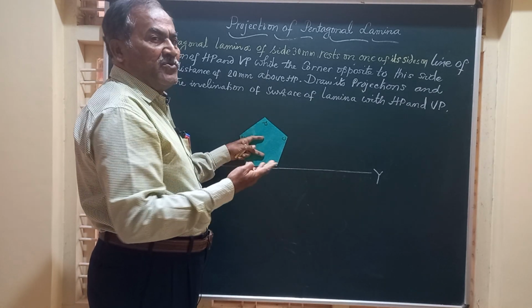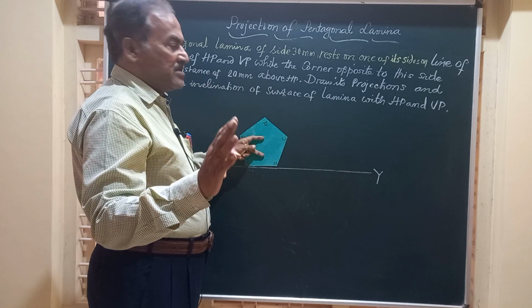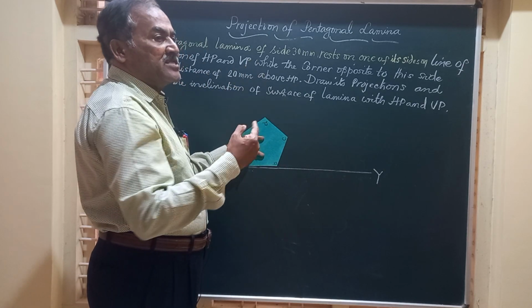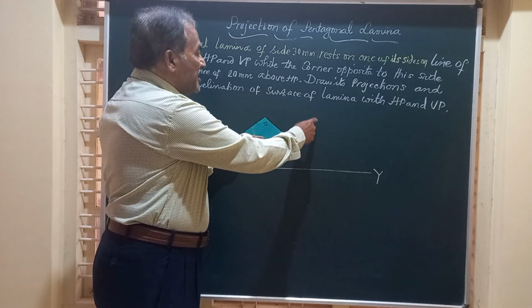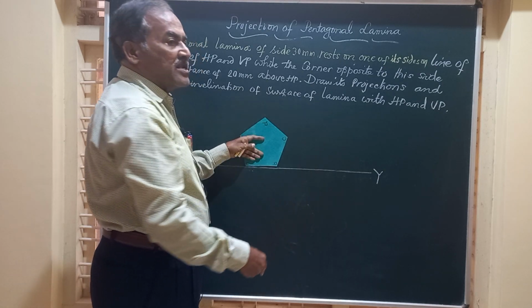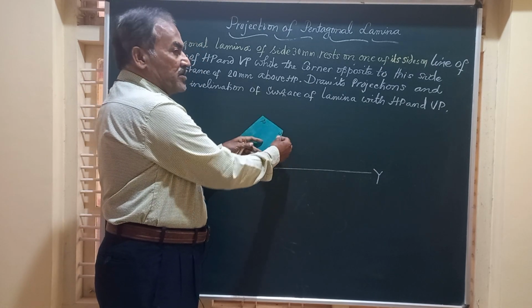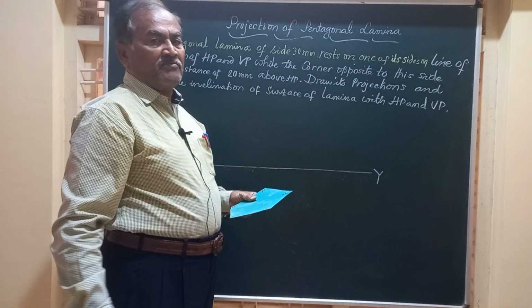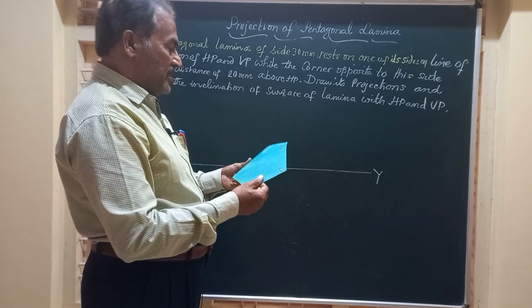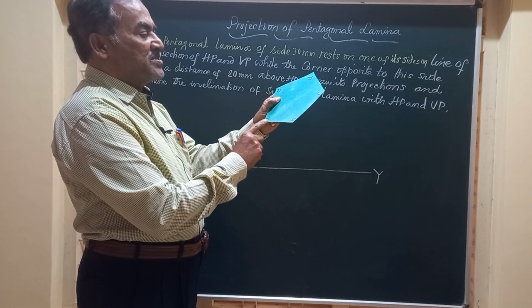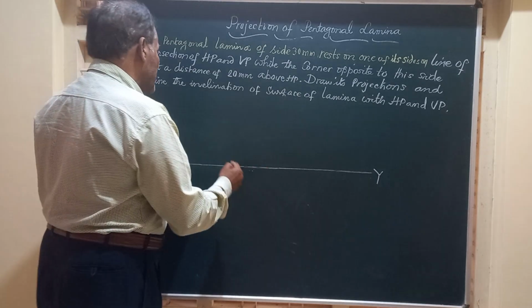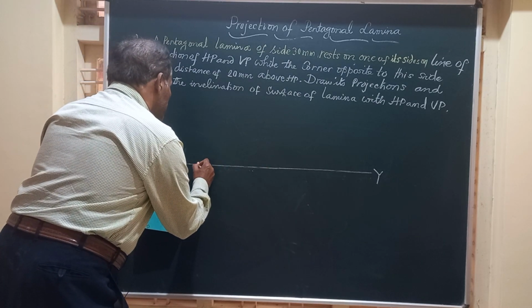Friends, in the front view you see it as a pentagon. In the top view you see it as a line on XY. In the end view you see another line on X1 Y1, which is the line of intersection of VP and the right profile plane. Friends, let me keep the lamina with one of the sides touching XY, obtain its front, top and end views.